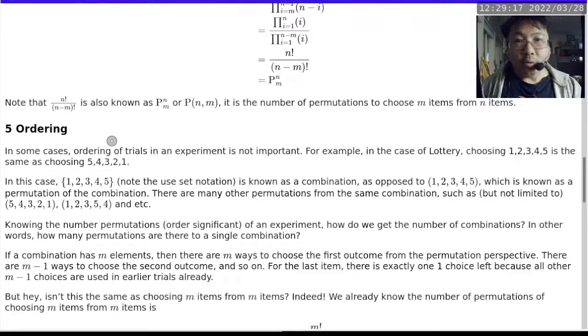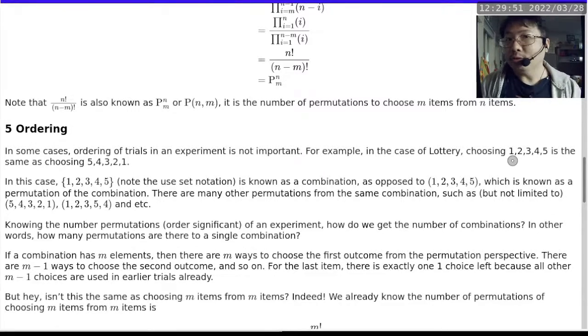Well, there are a few ways to do it. The first way is you still count permutations first, okay? So you're still considering 1, 2, 3, 4, 5 to be different from 5, 4, 3, 2, 1, which is different from 1, 2, 3, 5, 4, which is different from 5, 4, 1, 2, 3, and so on, right? So now the question is, if I give you just 5 numbers, 1, 2, 3, 4, 5, how many ways can you rearrange these 5 numbers?